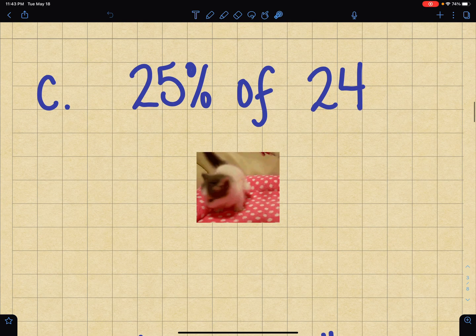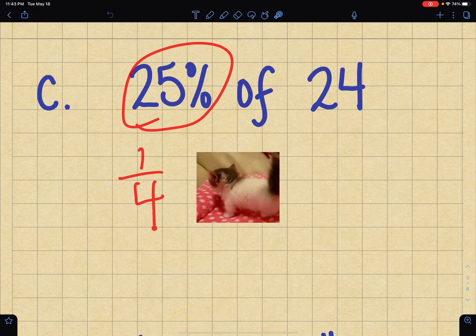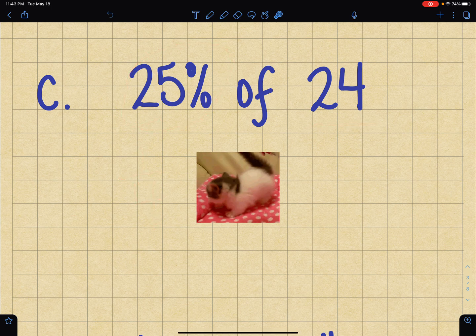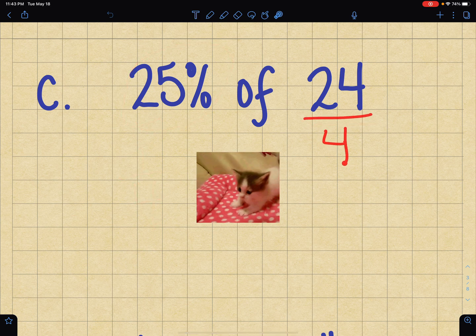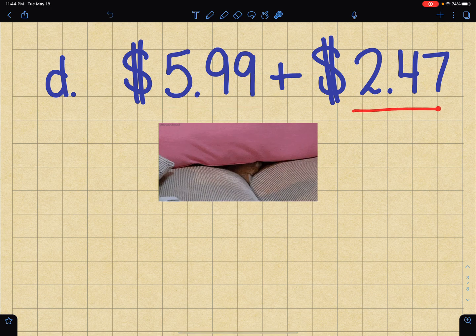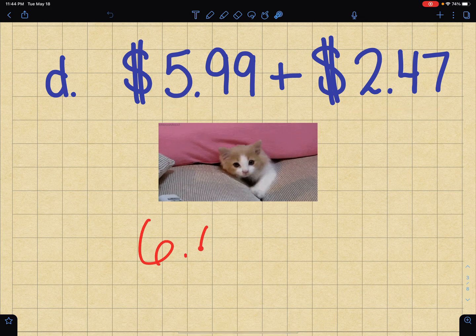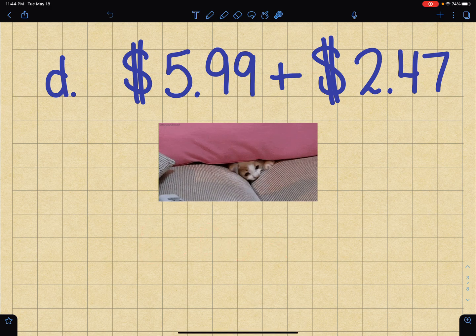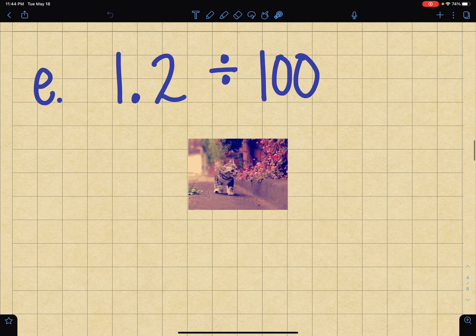What is 25% of 24? And we're going to think of this number as 1/4. So what is 1/4 of 24? Or divide it by 4. D, what is 599 plus 247? Okay. E, what is 1.2 divided by 100? Is this number going to get bigger or smaller? We're dividing, so it's going to get smaller. You got it.